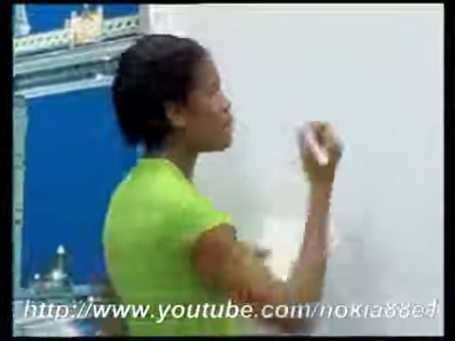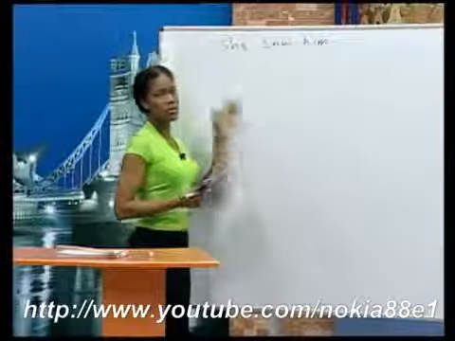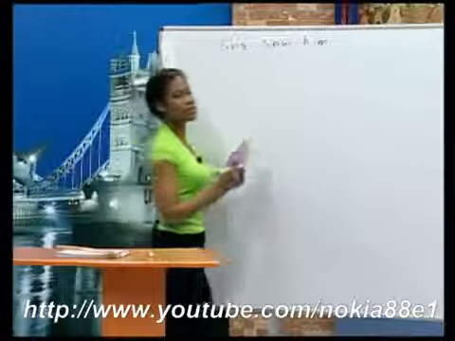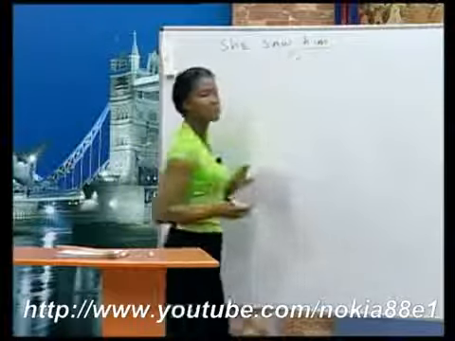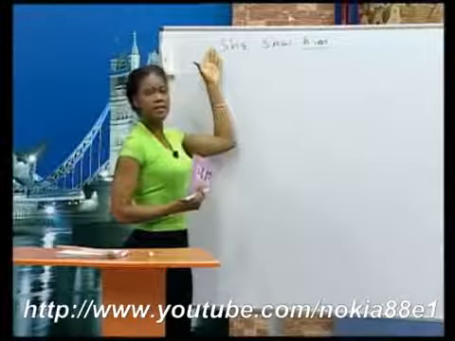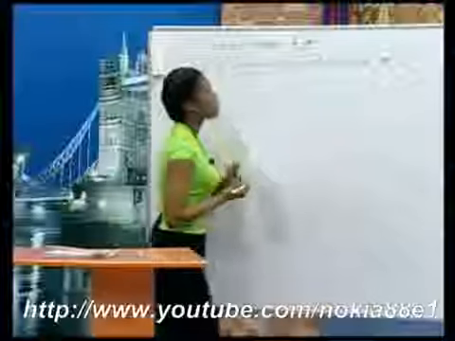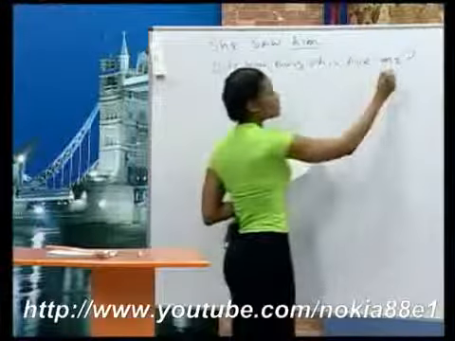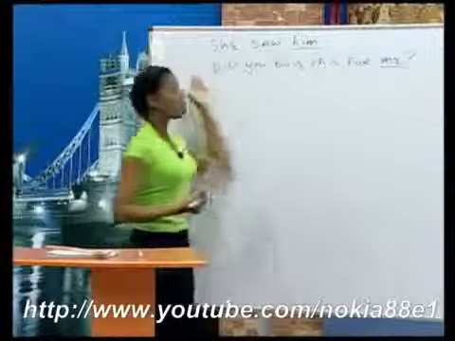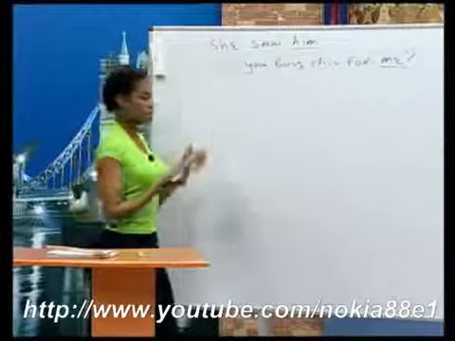Let's look at some examples. She saw him. Now this time we want to look at the receiver of the action. That pronoun is him. Next example. Did you buy this for me? Okay, object pronoun is me.